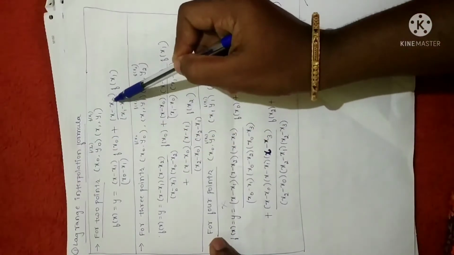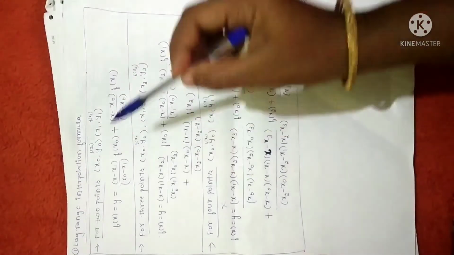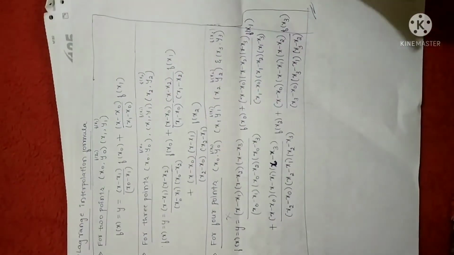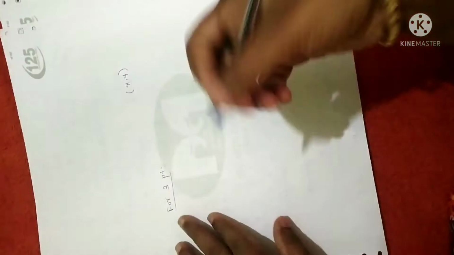Plus (x minus x0) divided by (x1 minus x0) into f of x1. For the 3-point formula, anyhow I'll send you the list. I'll tell you a shortcut method to remember this formula. You just see here. For 3-point, just now I have explained 2-point, right? Anyhow I'll just write it once again.